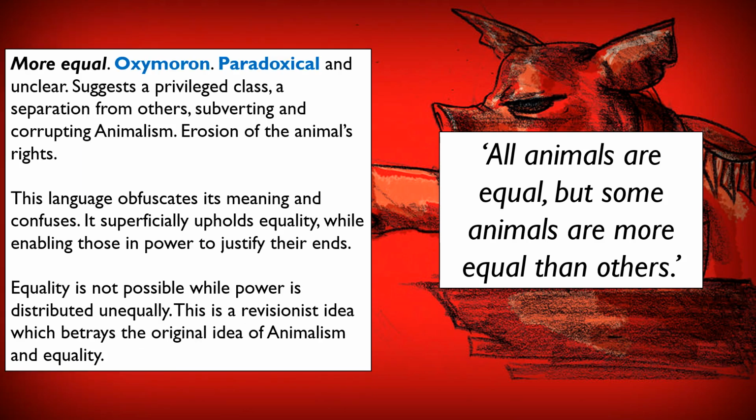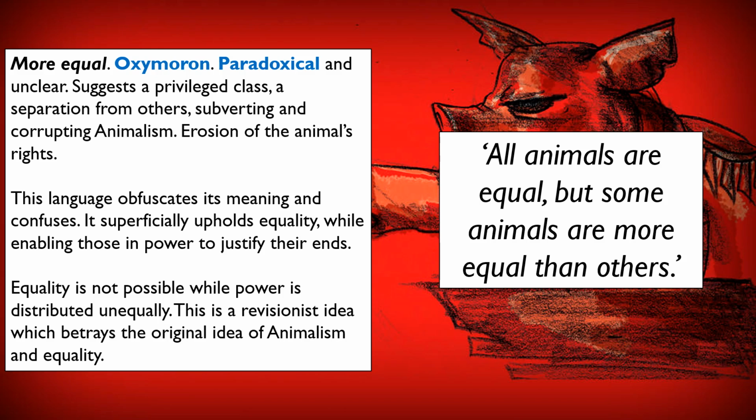The next part of the quote is "more equal." This is an oxymoron. You can't have something that is more equal, because equal doesn't mean that. You can't have something that is more or less if it's equal. This then is paradoxical language, which is designed to be unclear.